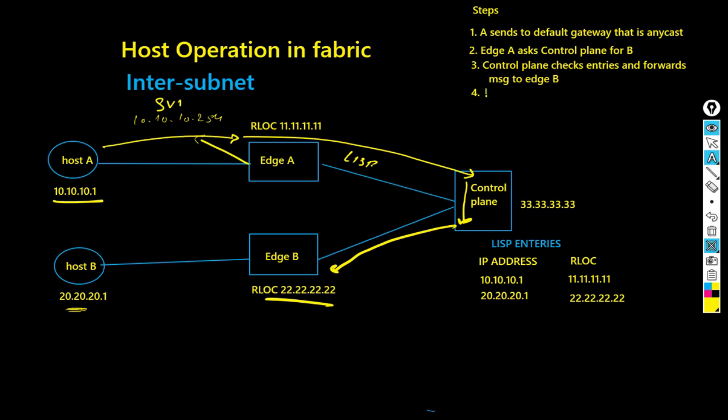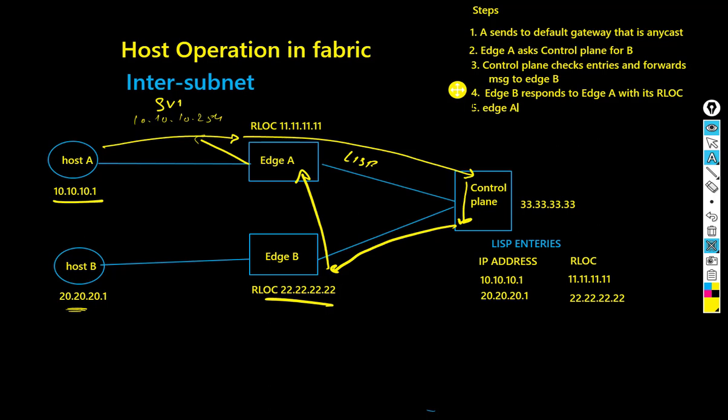In turn, edge B replies directly back to edge switch A with its RLOC address, basically saying, I am responsible for host B, it's connected directly to me, and that message goes directly across to edge A.